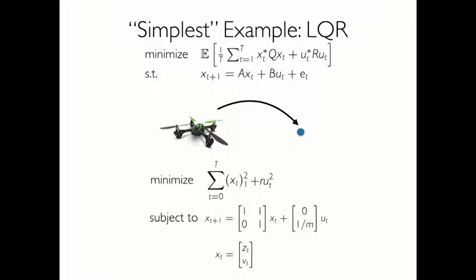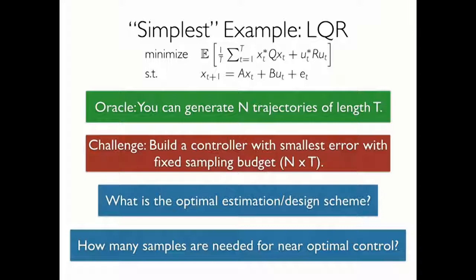And so to get to this quantitative point, I wanted to bring up this one last thing. We're gonna look at LQR, kind of the simplest model, and we wanna put this in a framework where we can be quantitative about how much we have to know in order to control. So my oracle here will be: I will allow you to generate n trajectories of length T. A trajectory is just you pick an input sequence and run it for length T, however you wanna do that. And we want to build a controller that has small error with respect to if you knew the model.